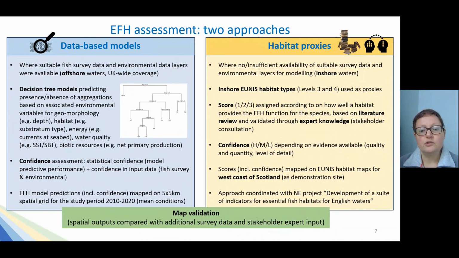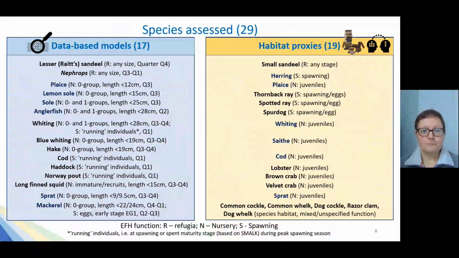This habitat proxy approach in particular was coordinated with a sister project undertaken for Natural England for English waters. The results of both assessments, the modelling and the habitat proxies, were mapped, and the maps were subjected to validation through comparison with additional survey data and with the review provided by the experts. A total of 29 species were assessed between fish and shellfish.